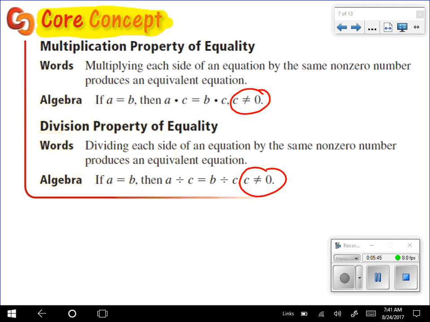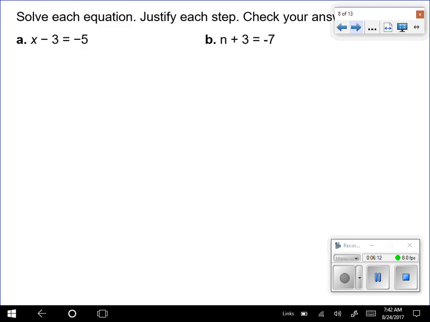We're going to give some examples of what this looks like and how this works. You may think the core concepts aren't necessarily applying, but they are. And it's good to know these properties here, the multiplication, division, addition, and subtraction property of equality. It's why we can do what we do to solve equations. So we're going to start in on some examples here.